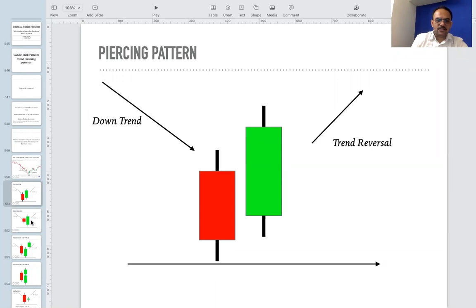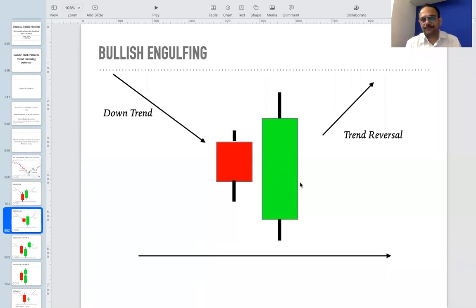The second pattern is bullish engulfing. Bullish engulfing is where there is a downtrend. See, these are reversal patterns. So there is a downtrend, a small candle, and it is engulfed. It is fully covered, including wicks, by a bigger candle. Again, it has to happen at a support level. So downtrend, small candle, engulfed by a full green candle.